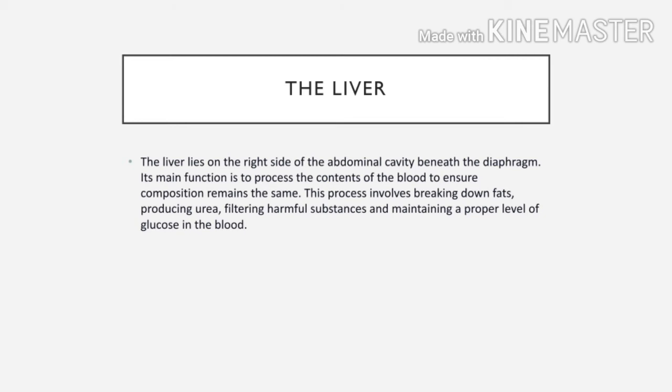The liver. The liver lies on the right side of the abdominal cavity beneath the diaphragm. Its main function is to process the contents of the blood to ensure the composition remains the same. This process involves breaking down fats, producing urea, filtering harmful substances, and maintaining the proper level of glucose in the blood.